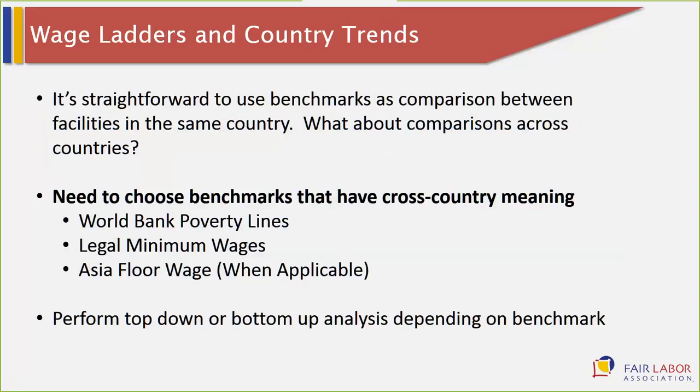Now, it's important that before we apply top-down or bottom-up benchmarking to an example, you have to come to realize that not all benchmarks are created equally, and that some benchmarks have what we call cross-country meaning. So, for example, you can use the World Bank poverty line as a cross-country significant benchmark because it's based off of the same purchasing power parity dollar per day across all countries.